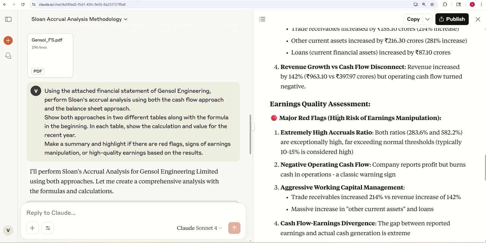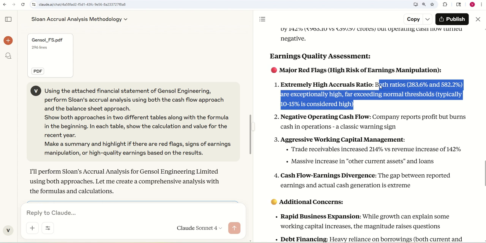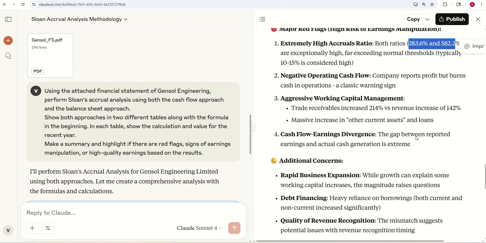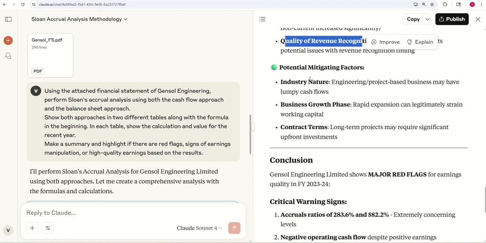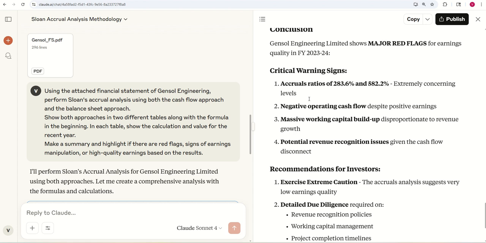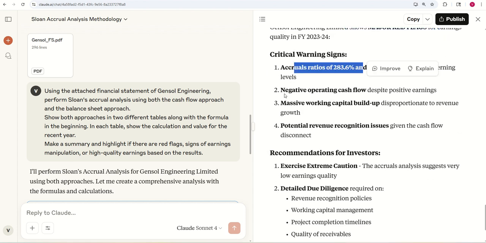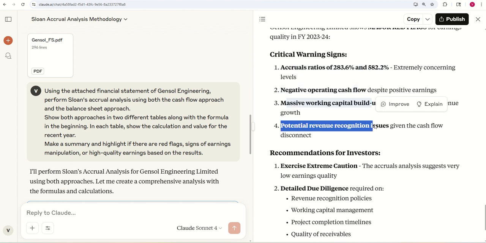Then negative operating cash flow and major red flags: extremely high accrual ratios. Both approaches show exceedingly high ratios. A typical 10 to 15% is considered okay, but in this case you have almost 283% and 582% in the two approaches. Additional concerns: rapid business expansion, debt financing, quality of revenue recognition, and potential mitigating factors. The conclusion shows major red flags: very high accruals, negative operating cash flow, massive working capital buildup, and potential revenue recognition issues.